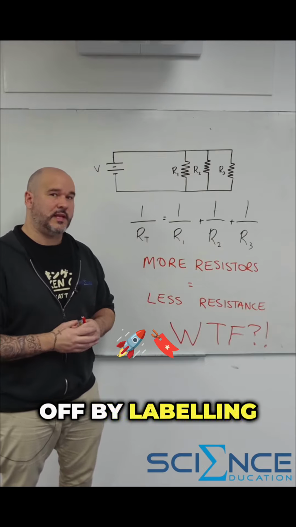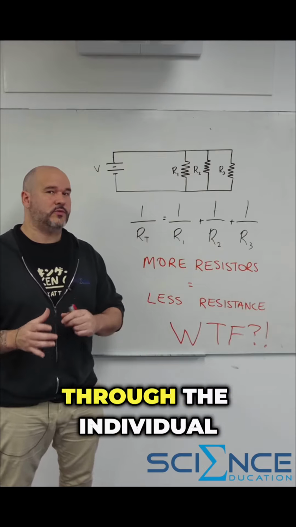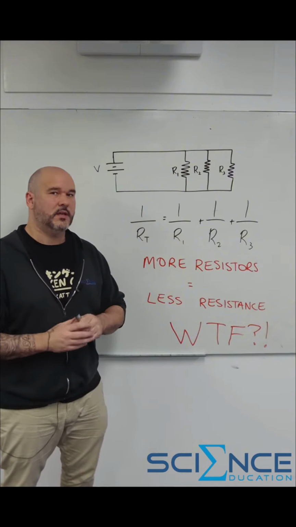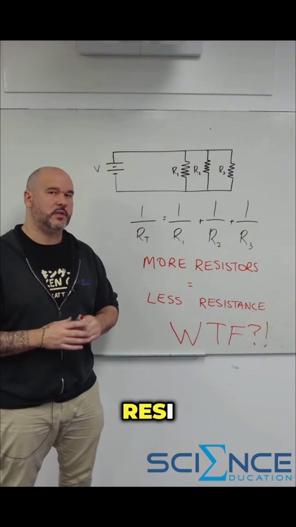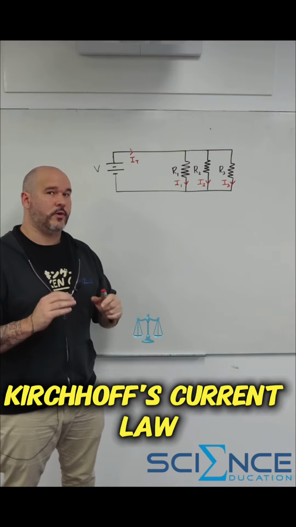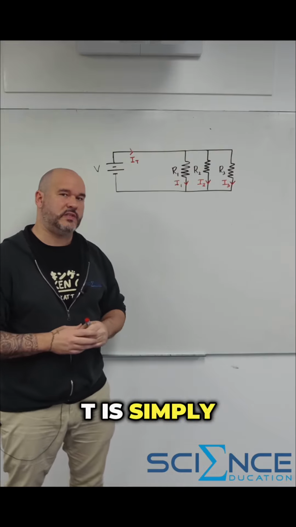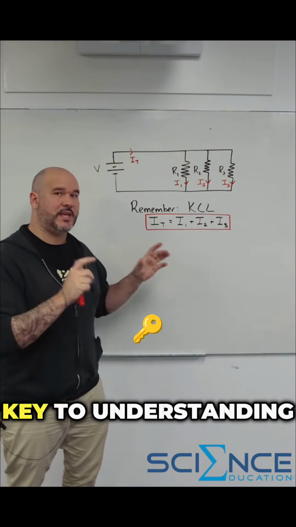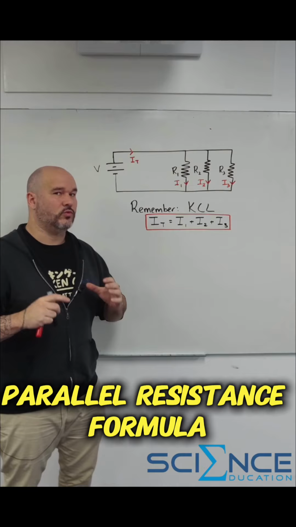So let's start off by labeling the current through the circuit and the currents through the individual components. We'll call the total circuit current IT and the currents through the individual resistors I1, I2, I3 respectively. It would be expected according to Kirchhoff's current law that IT is simply the sum of I1, I2 and I3. And you'll see this is the key to understanding the parallel resistance formula.